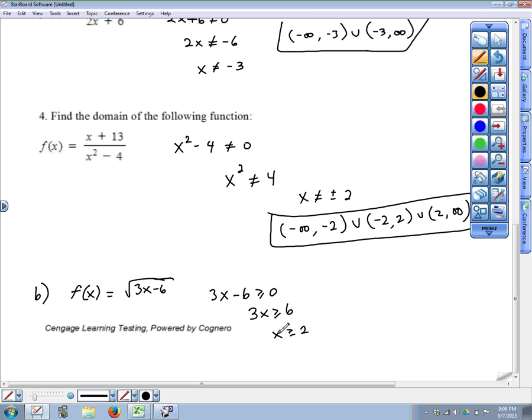So this is saying that any value of x has to be greater than or equal to 2 in order for this function to be defined. So as an interval, since it includes 2, I'm going to use a bracket, and any number larger than 2 would be from 2 to infinity.